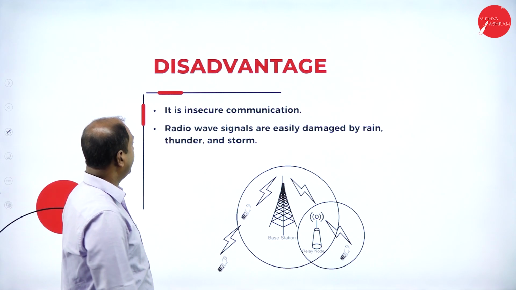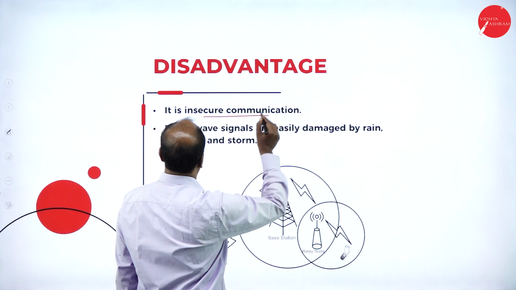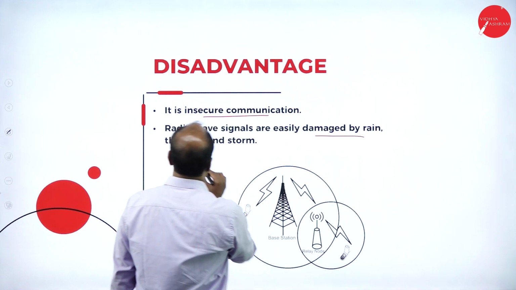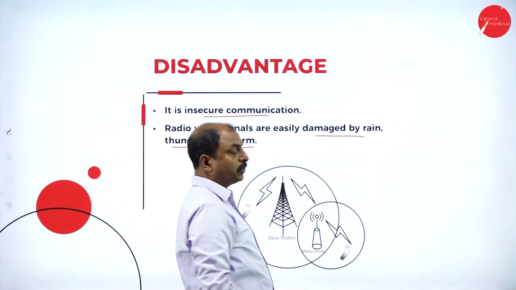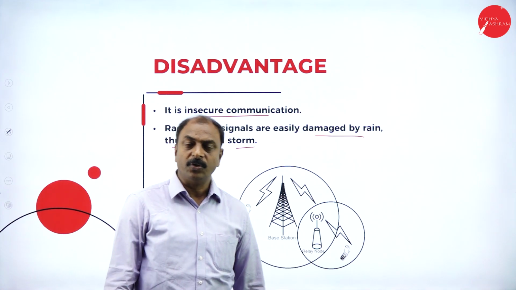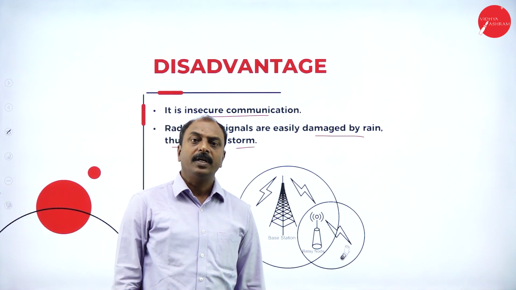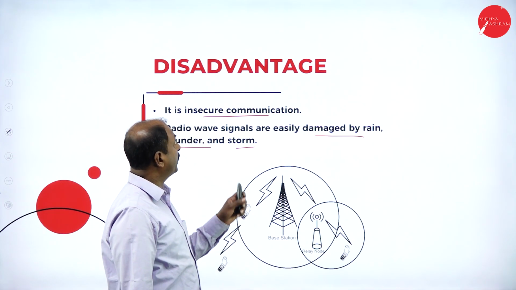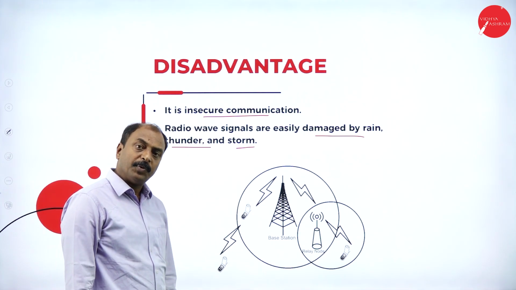Again, a drawback is that it is insecure communication. It means that it is easily damaged by rain, thunder or storms. So, it depends on the weather condition. If the weather condition is not good, then there are chances of data loss or loss of communication. That is the main drawback of radio wave communication.